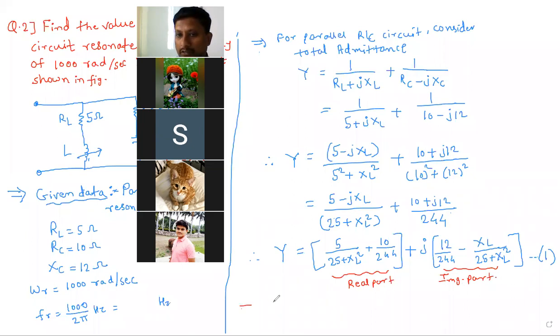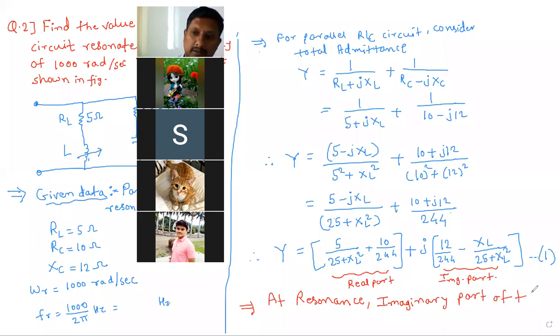But at resonance, what will happen? You know that at resonance, the imaginary part is 0. At resonance, the imaginary part of the total admittance is 0. So within 5 minutes we can complete. So from equation 1, this is the imaginary part that we have to equate to 0. Okay, so this part you understood now.